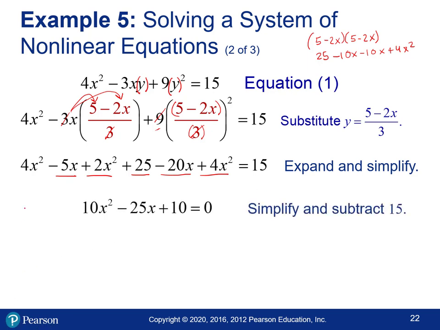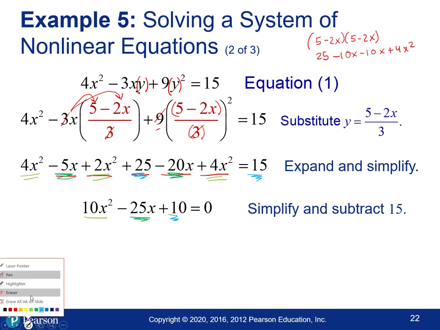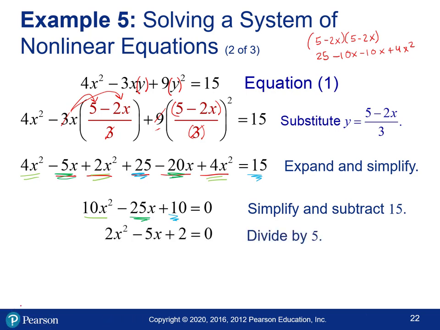And then we just want to combine like terms. So let me use a new color here. We have x squares that we're going to combine. Notice that we have a total of 10 of them. And then we have x's, minus 5 of them, plus 20, minus 20 of them, so minus 25 of them. And then we have 25 and 15, so if we just subtract 15 from both sides, that's where we get 10 from. Alright, so that's how we simplified that one. And then we can go ahead and make our life slightly easier by just dividing everything by 5. And we have a quadratic equation.